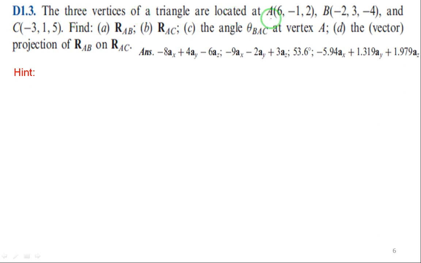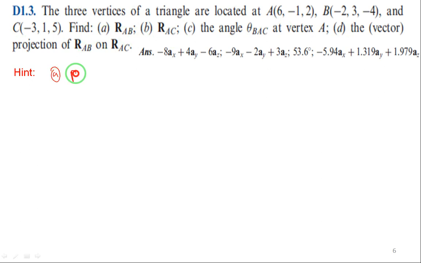The three vertices of a triangle are located at A, B and C. The three vertices are given. Find the vector RAB. Then part B, vector RAC. Part C, the angle theta BAC at vertex A. Part D, the vector projection of RAB on RAC. One by one we will see.